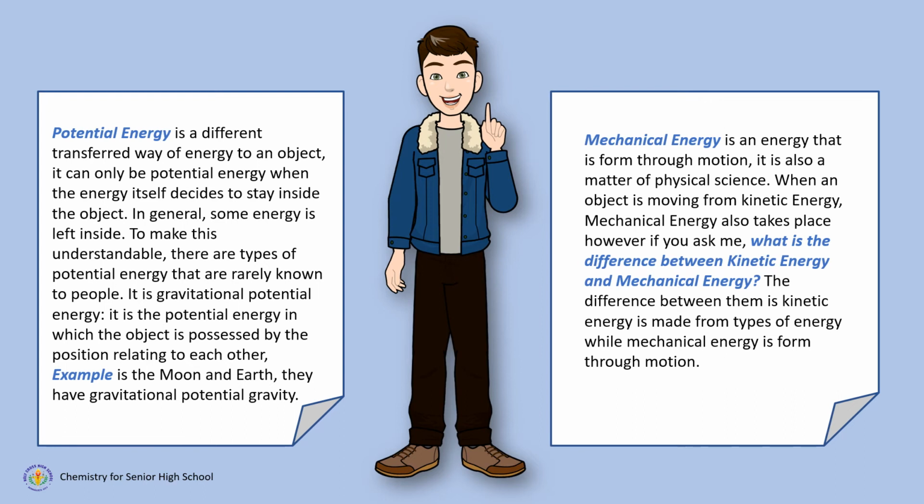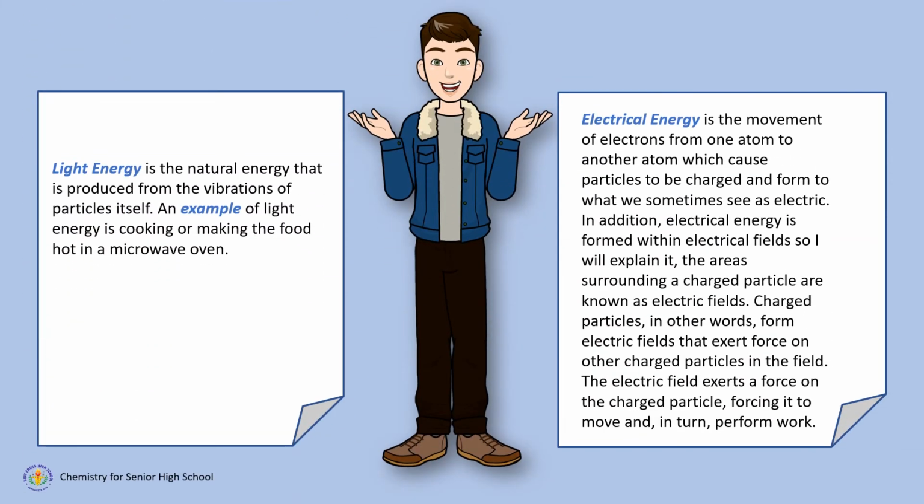Fourth is mechanical energy. It is an energy that is formed through motion. It is also a matter of physical science. When an object is moving from kinetic energy, mechanical energy also takes place. However, if you ask me what is the difference between kinetic energy and mechanical energy, the difference between them is that kinetic energy is made from types of energy, while mechanical energy is from motion. Fifth is light energy. It is the natural energy that is produced from the vibrations of particles itself. An example of light energy is cooking or making the food hot in a microwave oven.